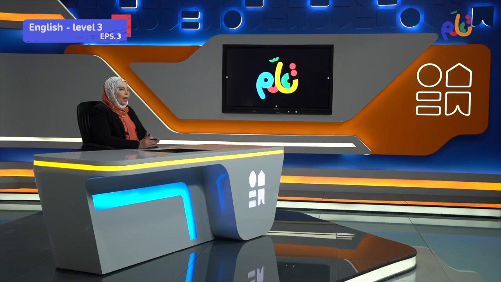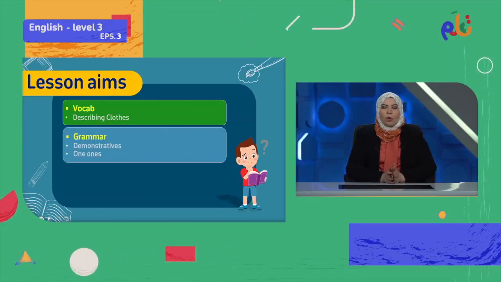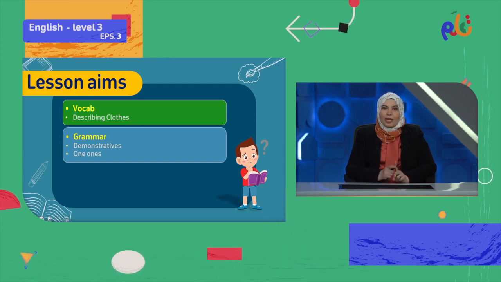So the first thing that we're learning today is vocabulary. And for vocabulary, we're going to learn describing clothes, as we said. And we're also going to learn grammar. And for grammar, we're going to learn demonstratives and one-on-ones. So these words will help me speak more about clothes when we go shopping for clothes.